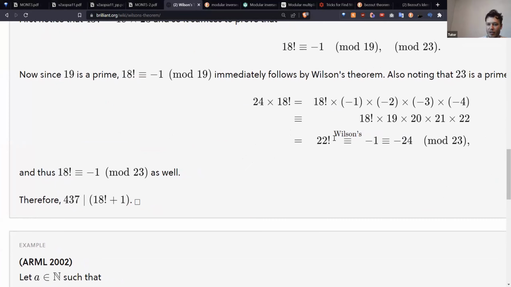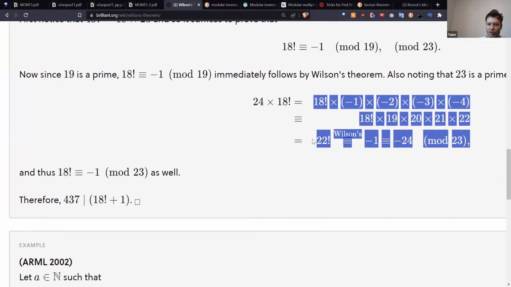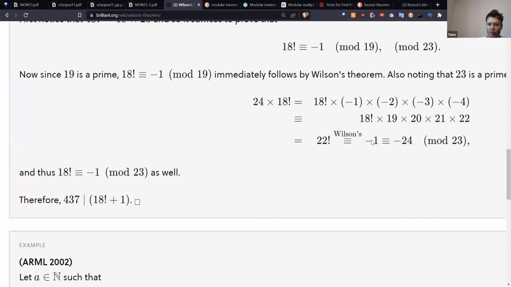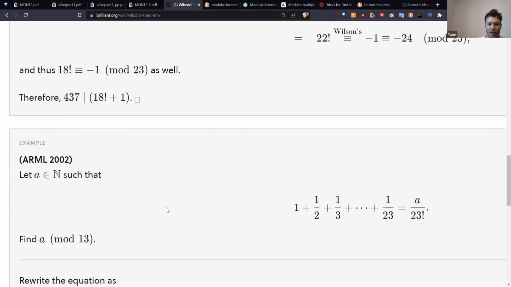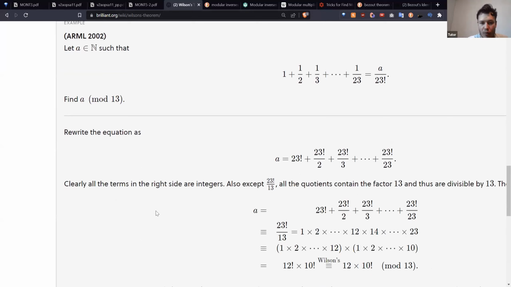So if you look at Wilson's theorem, 22 factorial is congruent with minus 1, which is congruent with minus 24. But if you look at minus 22 factorial, it's going to be 22, 21, 20, 19, 18. All these numbers are going to be minus 4, minus 3, minus 2, minus 1. Then when you put them together, you get 24 in here, right? So if you cancel 24 with 24 on both sides, because they're good to 23, you get 18 factorial is going to be left as minus 1. Yeah, that's basically the way it works.